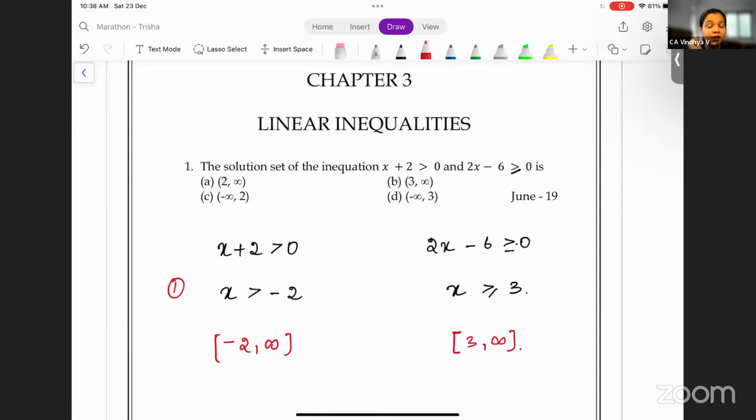If I consider option B, that is 3 comma infinity, will it satisfy equation 1? Yes, it would. Because if it is greater than minus 2, minus 1, 0, 1, 2, 3, 4, 5, 6, 7, 8, and so on. So here your answer is option B. All right. I hope this is clear. Yes, very good.